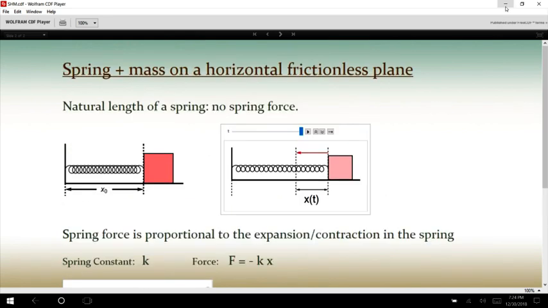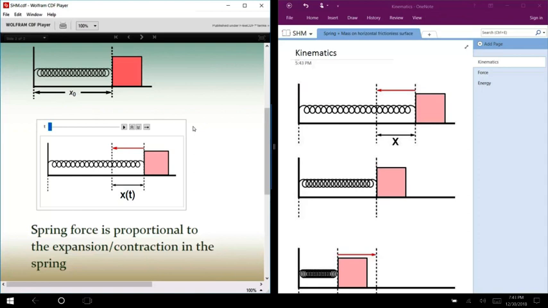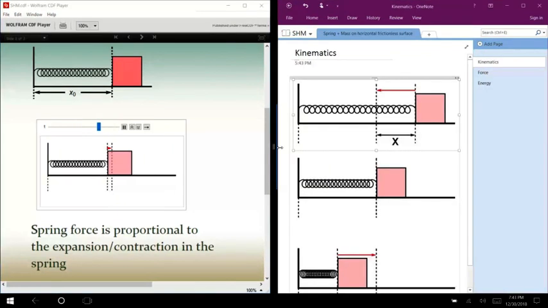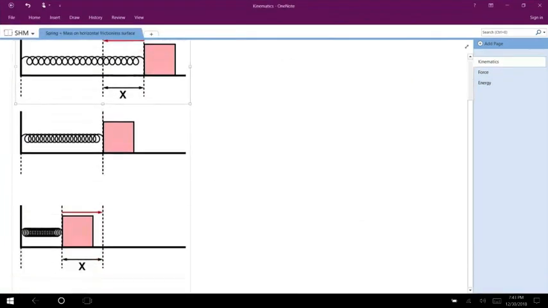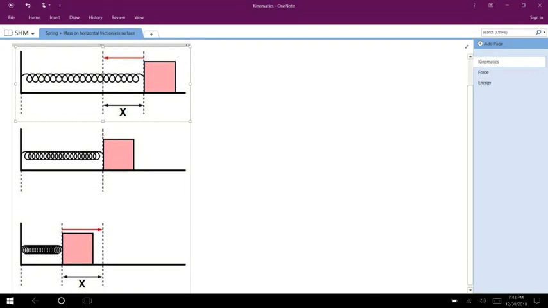Now I want to think about this problem from the point of view of kinematics. We saw the oscillatory motion of a spring-mass system in this video here, and we now want to analyze it from the point of view of kinematics. I have drawn the picture of the spring and the block in 3 different positions in this notebook here, and we will analyze them kinematically. There are 3 positions, 1, 2, and 3.